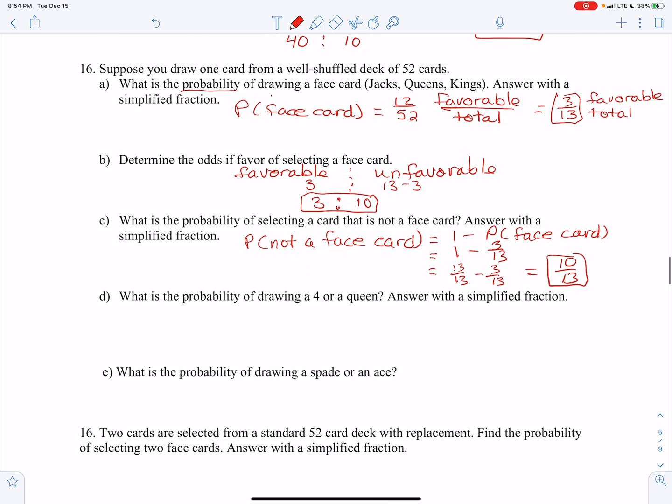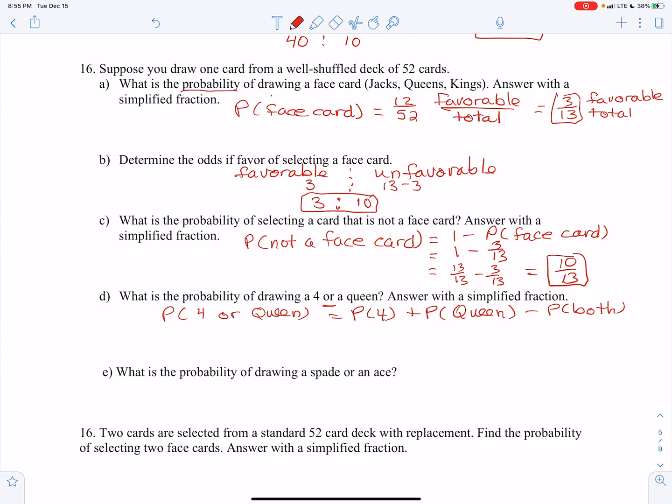For D, I want to find the probability of drawing a 4 or a queen. Now, "or" always tells us to add. So we use the addition formula. The probability of a 4 or a queen is equal to the probability of selecting a 4 plus the probability of selecting a queen. Now, if these events have any overlapping outcomes, we have to subtract the probability of both.